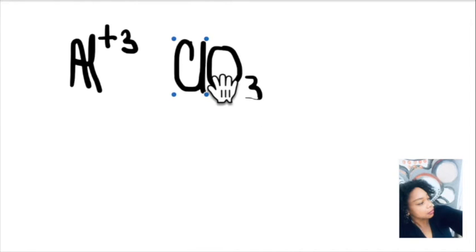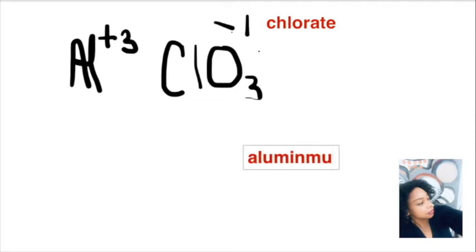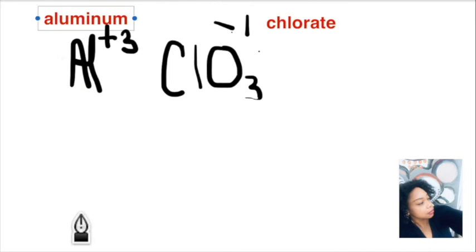This example has a chlorate in it. ClO3 is a chlorate. It's a polyatomic. It's called chlorate. It has a -1 charge. And we call it chlorate. So this compound is going to be called aluminum chlorate. With a -1 charge.